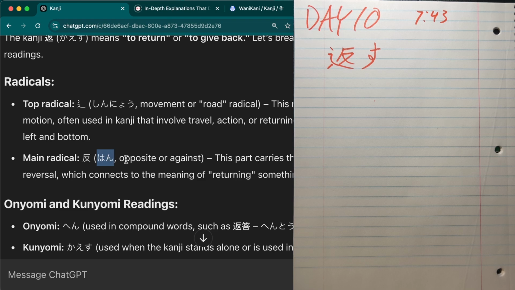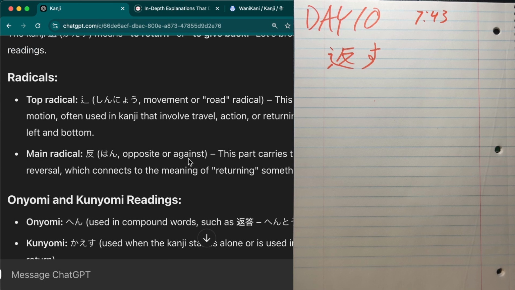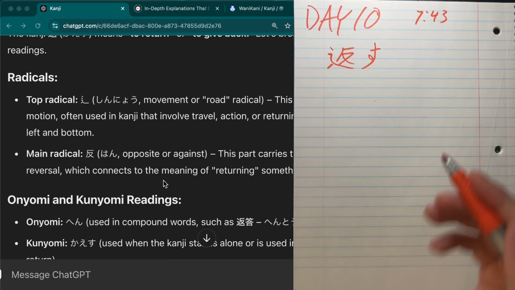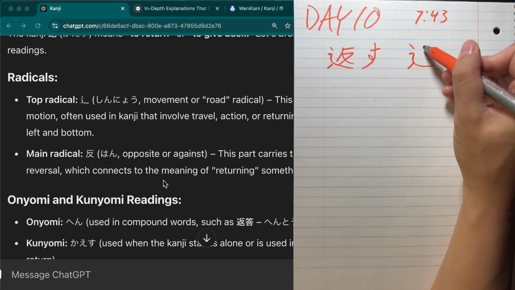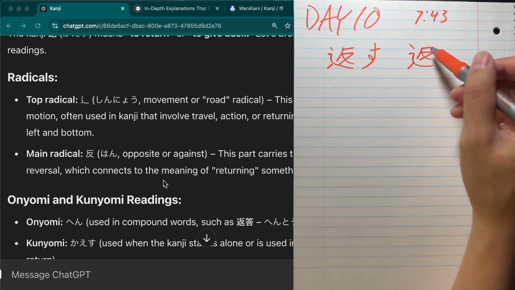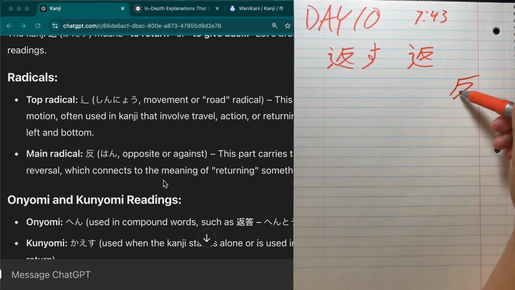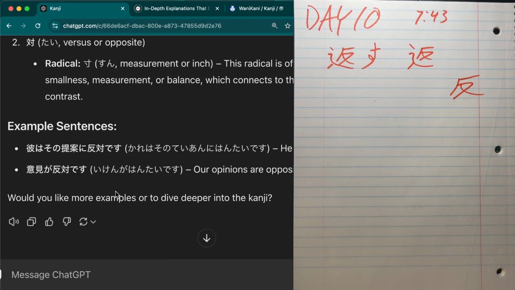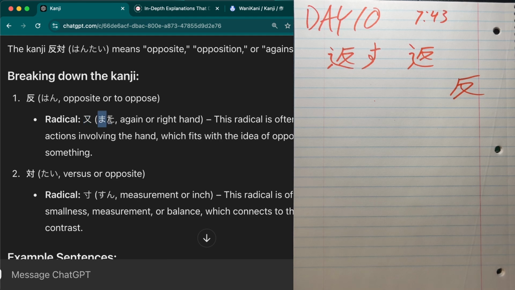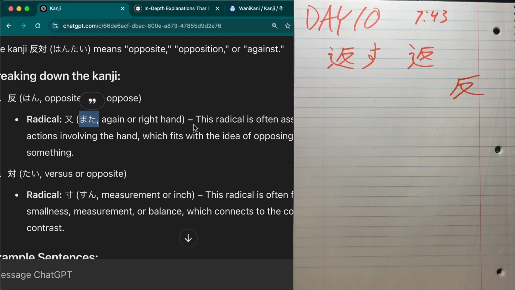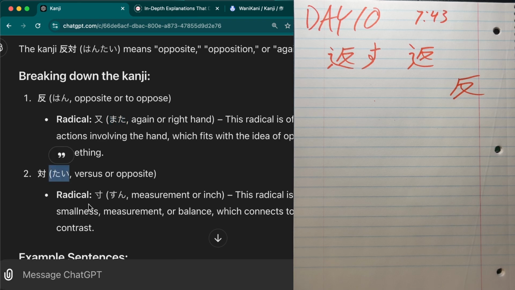Okay, han, opposite or against. Okay, I think I have it now. Just the movement radical with han. I just need to remember how to write this properly. Is there another radical for it? Let's see. I just wrote it right here. Mata, again or right hand. This radical is often associated with repetition. This seems off. Oh wait, I don't know.